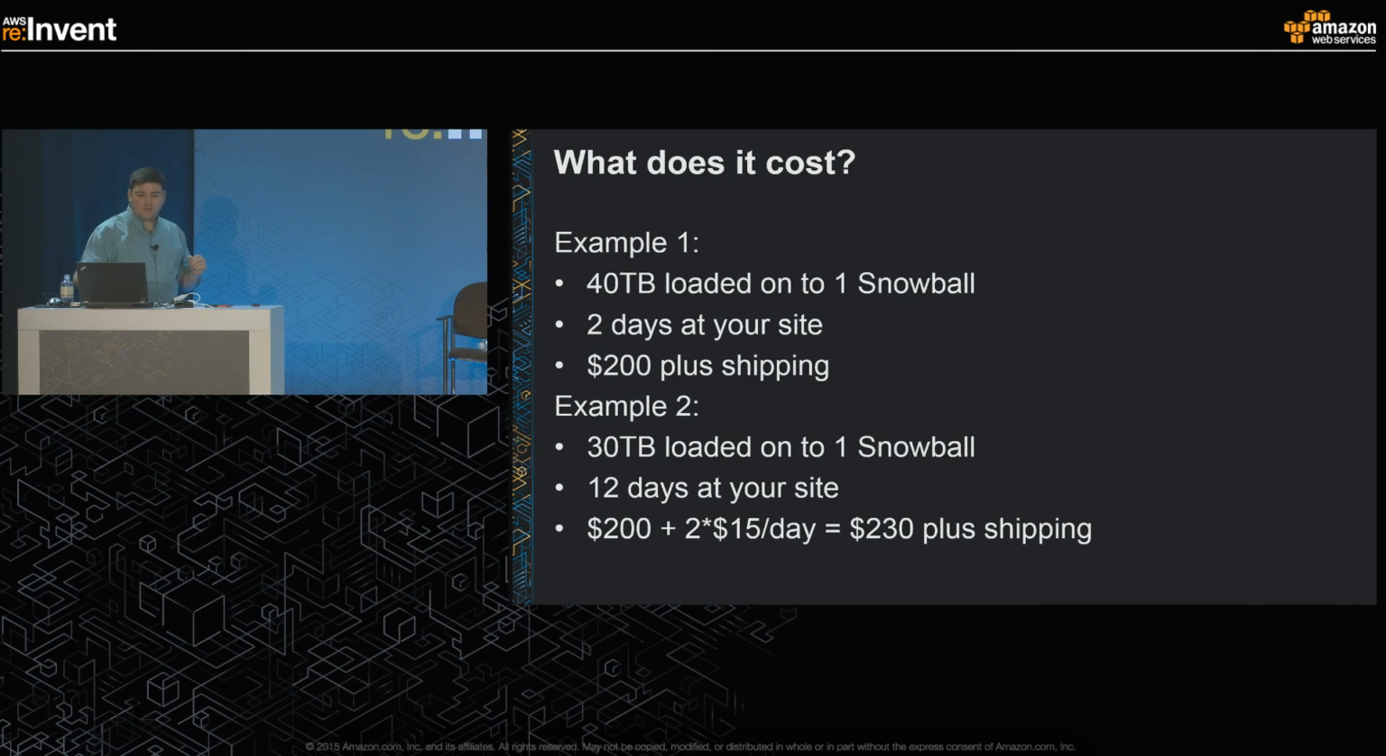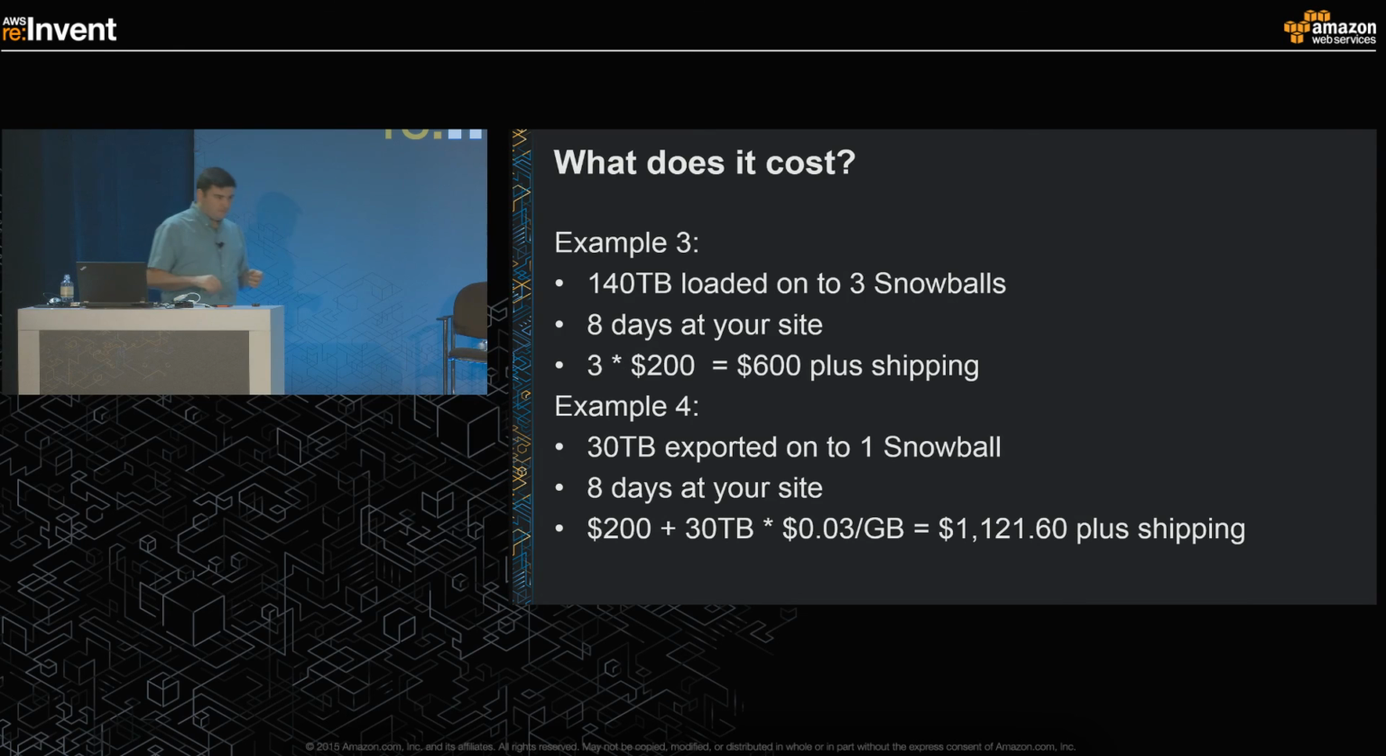So let's look at a couple examples of that. In the first example, say you had 40 terabytes and you wanted to import that to S3, you could fit that all in a single Snowball. Let's say that you had a 10 gigabit per second connection, so you're able to finish in 2 days. Then it'd just be the $200 plus shipping. In the second example, let's say you had a bit of a slower connection, or you weren't able to fully utilize your connection for whatever reason, and you wanted to transfer 30 terabytes, then you'd be paying that $200 per job for the single Snowball, plus 2 times $15 a day for $230 plus shipping.